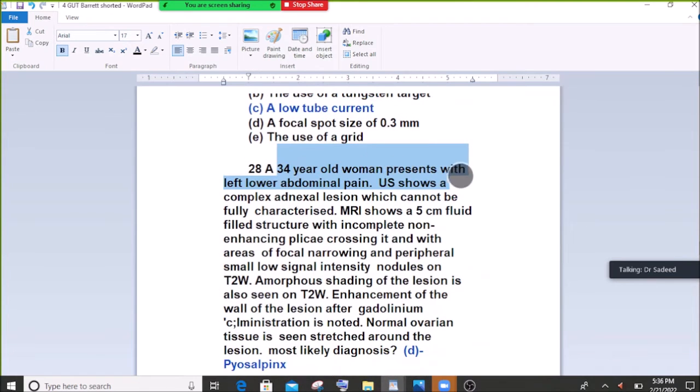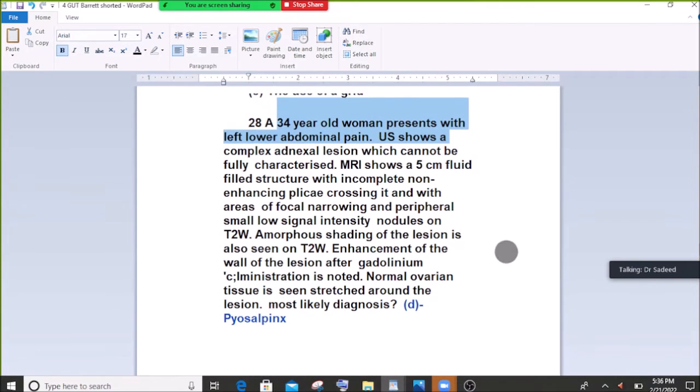Question 28, a 34-year-old woman presents with left lower abdominal pain. Ultrasound shows a complex adnexal lesion which cannot be fully characterized. MRI shows a 5 cm fluid structure with an incomplete non-enhancing septum crossing it, and with areas of low focal and peripheral small low signal intensity nodules on T2W. A model shading of the lesion is also seen on T2. Enhancement of the wall of the lesion after gadolinium administration is noted.